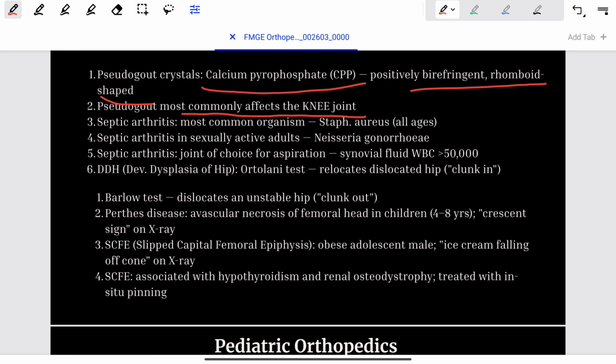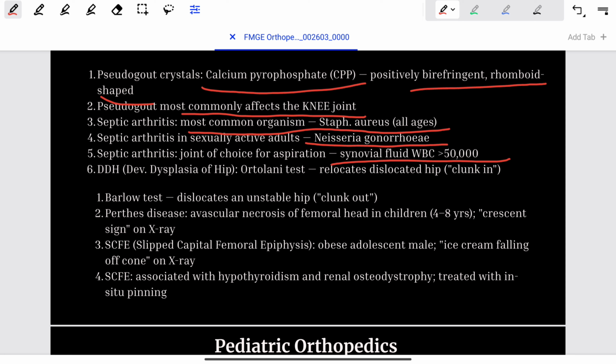In septic arthritis, Staph aureus is the most common causative organism overall. Neisseria gonorrhoeae is the most common cause in sexually active adults. Synovial fluid aspiration typically reveals a WBC count greater than 50,000 cells per cubic millimeter.